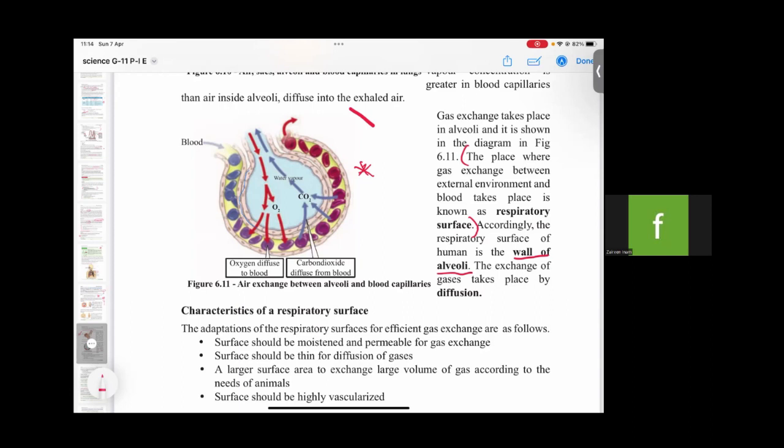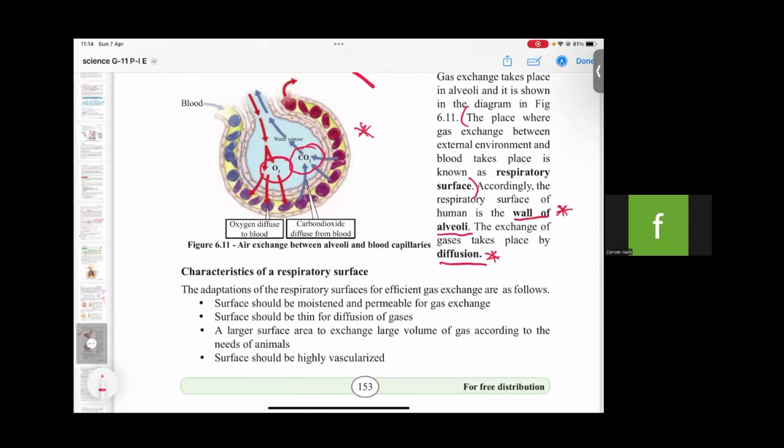It takes place by diffusion. Exactly. This was also a question last year. They asked what the respiratory surface is. They asked what the process of gas exchange is, and they asked to write down what this gas is and what this gas is. These were the questions. I don't have the paper now.